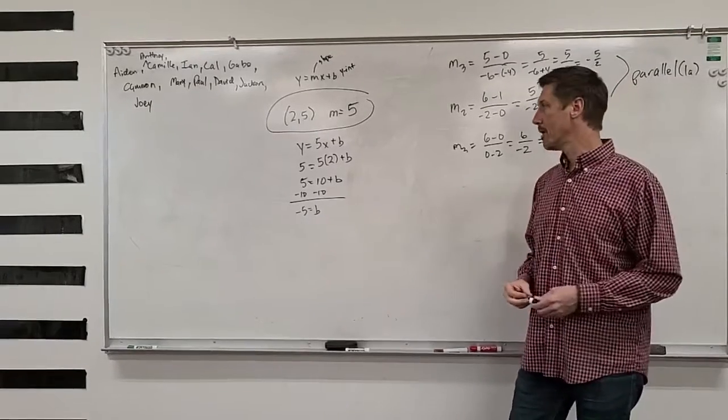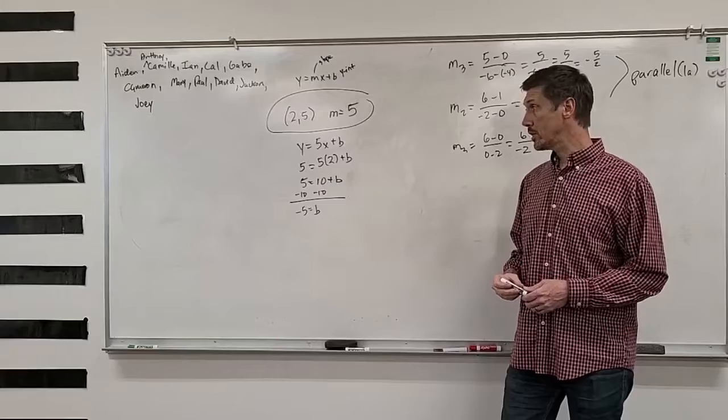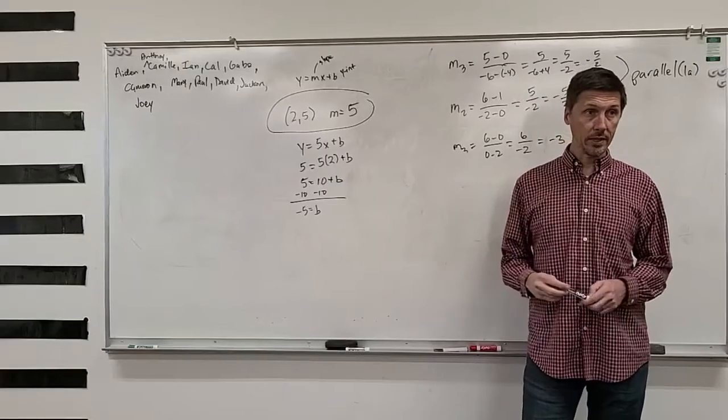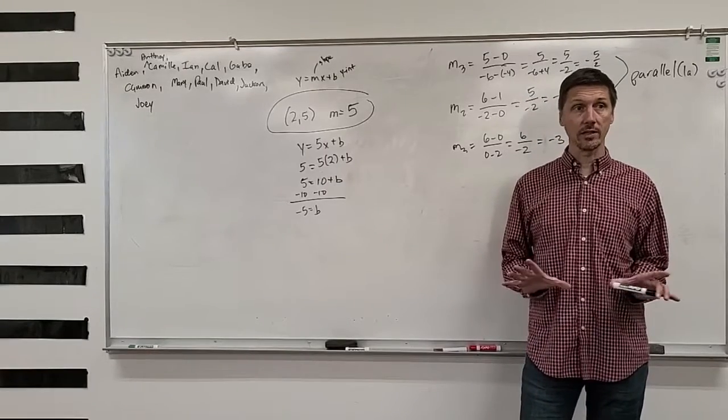And so what do we do now? Now that we've discovered what b is, what is the final equation of the line? Someone else.